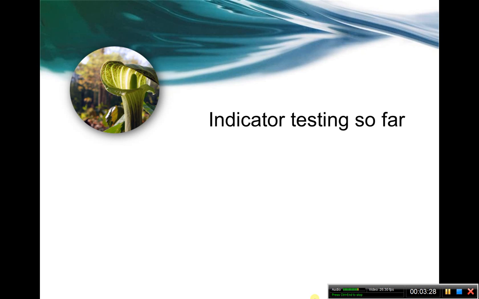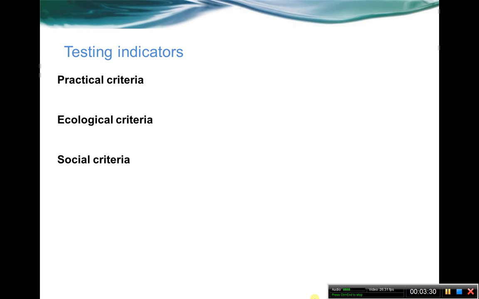Progress on indicator testing so far. There are 3 different types of criteria that were used to select the indicators. First, the practical criteria: can we actually monitor and model these indicators with current resources and programs? Second, ecological criteria: how well are these indicators actually indicating other components of the ecosystem and responding to big landscape-scale threats?